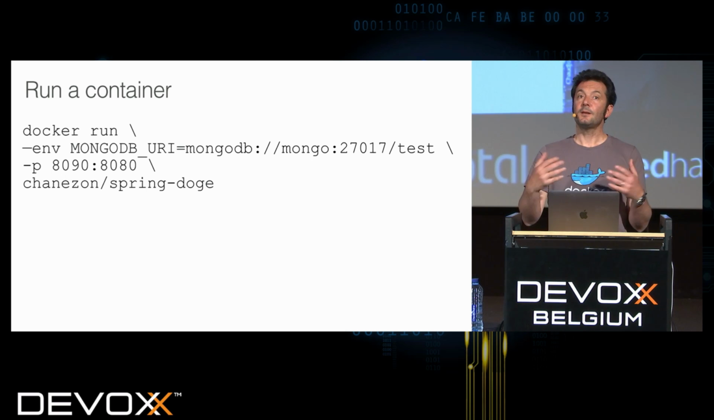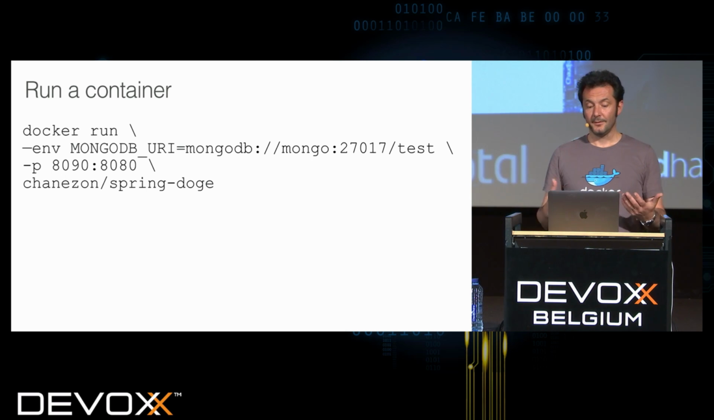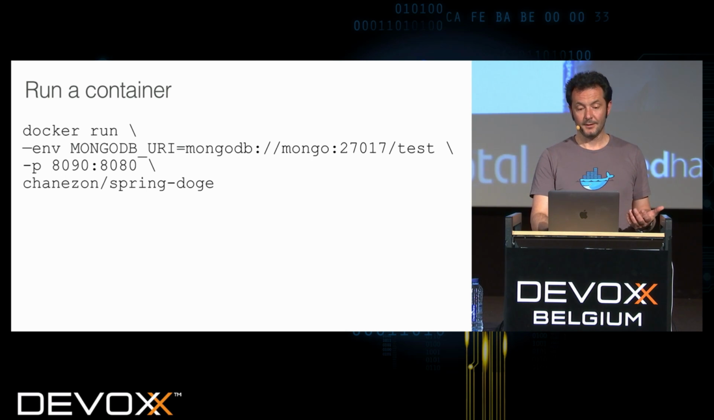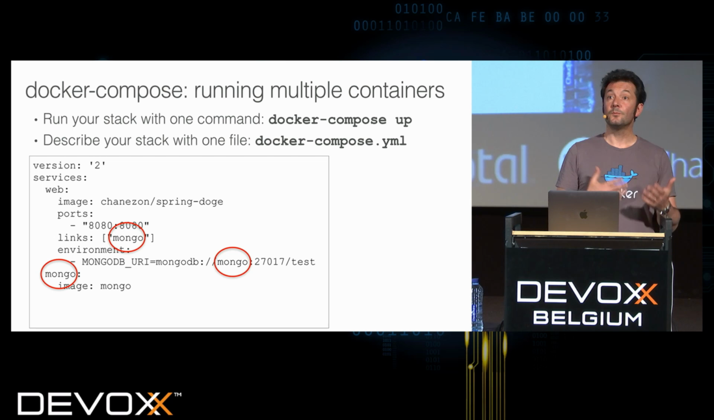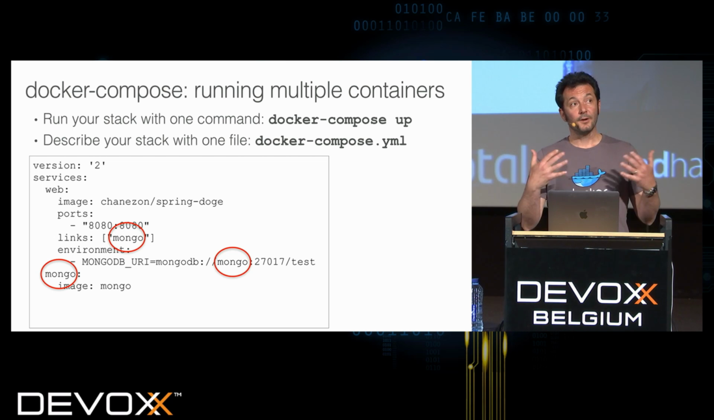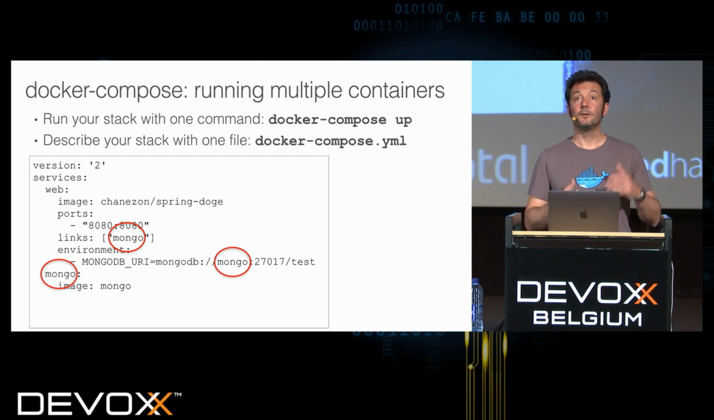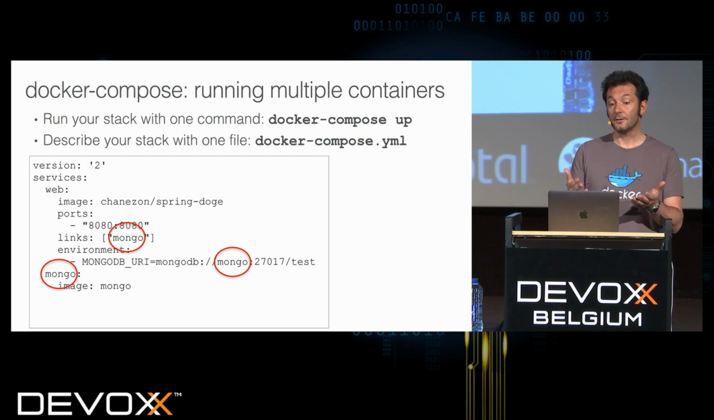Now, installing MongoDB on my laptop, that's kind of painful. And doing a mapping with a host name, that's difficult. So that's what Docker Compose is made for. Docker Compose allows you to run multi-container applications. So here, we're going to run the previous app, but as a Docker Compose file.